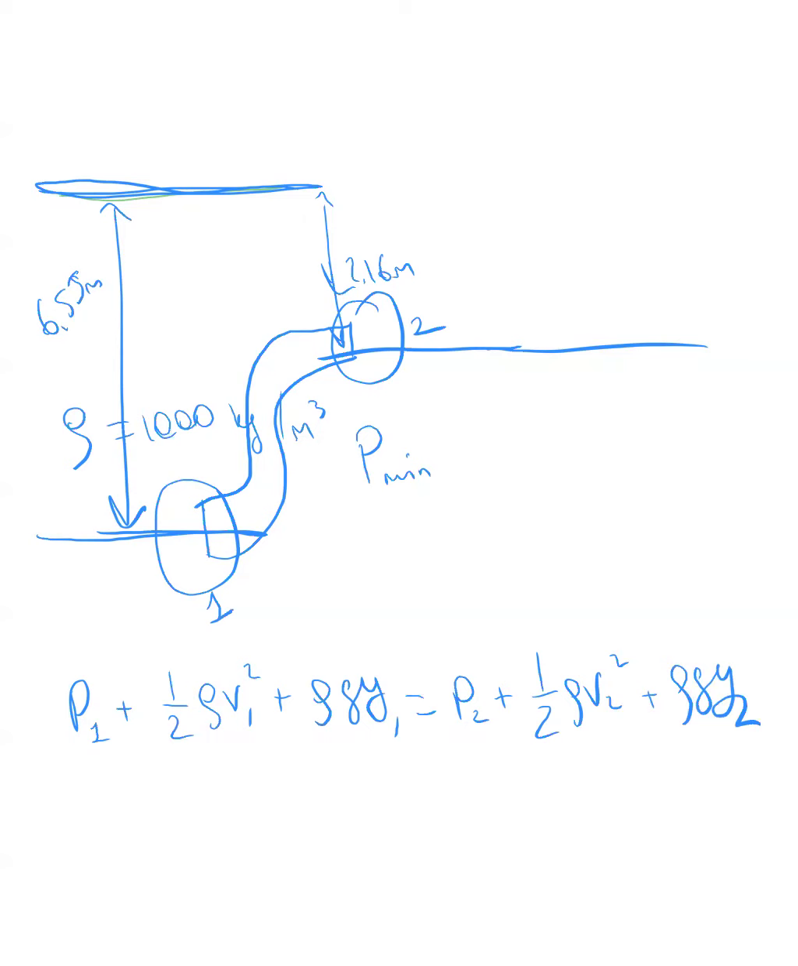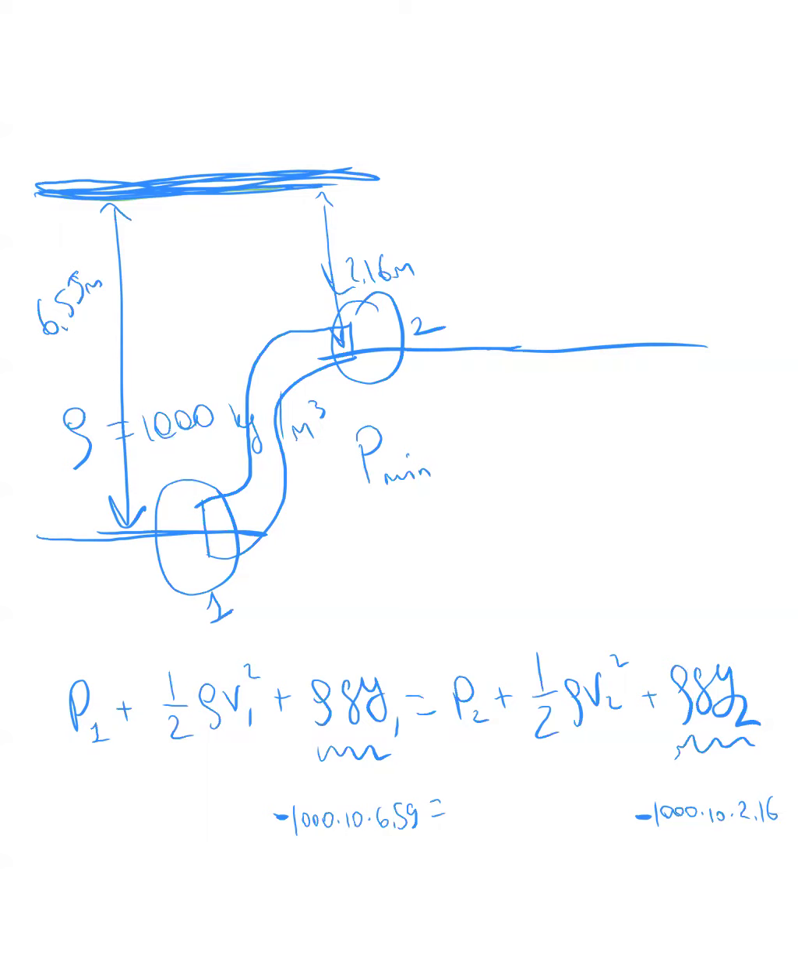So let's start with terms that are simple. I think these two terms are simple. I know y for both. So here I will have 1,000 times 10 times 6.59. And here I will have 1,000 times 10 times 2.16. And I want to put a negative sign both here and here, because this was my 0 level, and I'm below the 0 level, so I need minus signs in both cases.